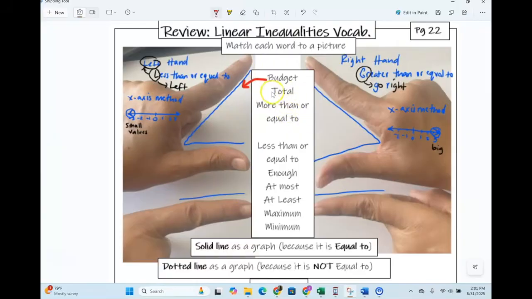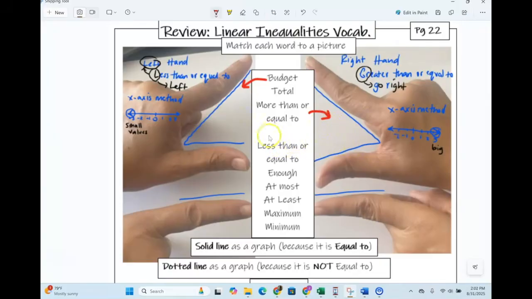All right, you go ahead and do total. So you have a total of $20. Does that mean you're going to be less than, your left hand, or are you going right, greater than? I have more than or equal to. Thinking more than $20 or equal to. Do I have 19? No, because I have more than $20. So I'm going to be on this side, on my right hand, go right to the big values. I can have 21, 22, 23. If I have more than $20 in my pocket, you know that I don't have 19.